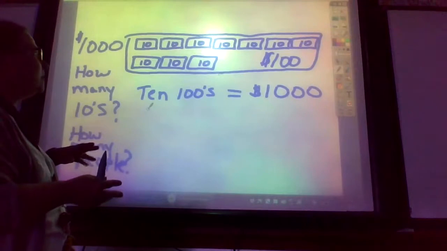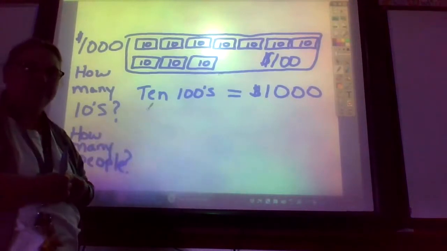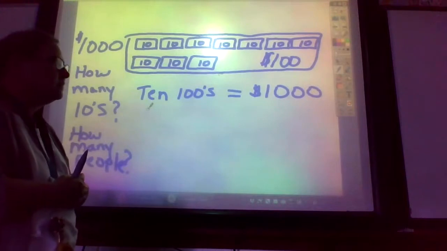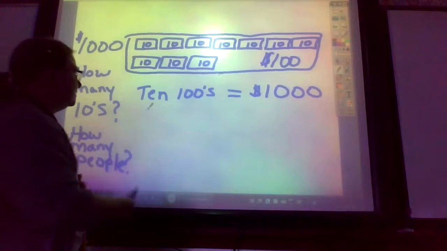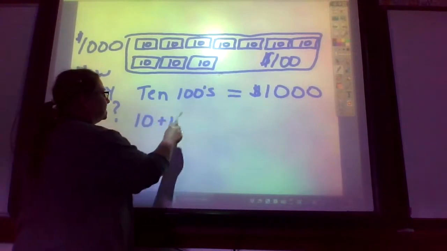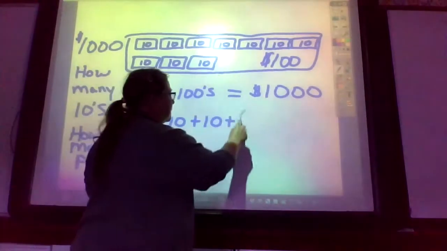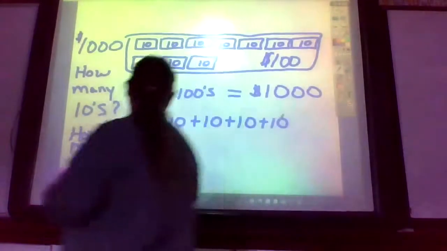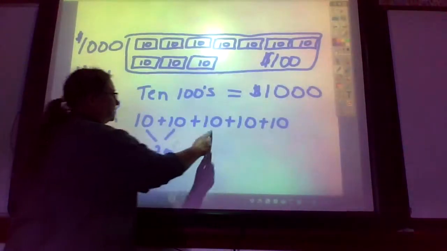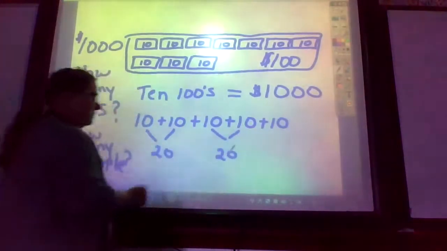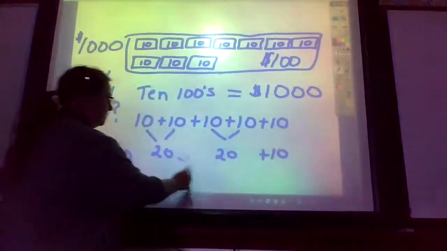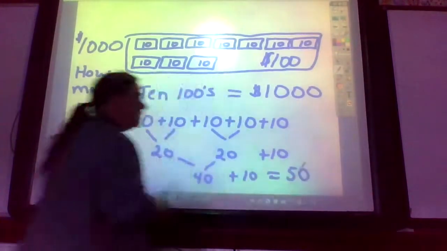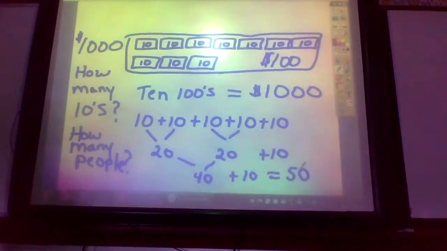So I could count out 10 tens, another 10 tens, another 10 tens, okay, till I got to 1,000. So I would have 10 plus 10 plus 10 plus 10 plus 10. 1, 2, 3, 4, 5. So 10 plus 10 is 20. Plus 10 more, and that would give me 40 plus 10. That would give me 50. Okay, that would be $500 right there.